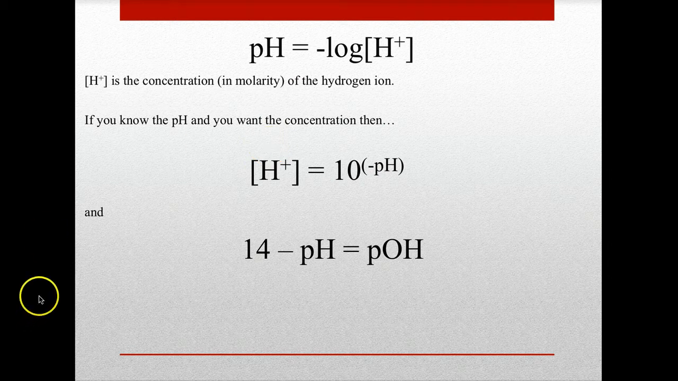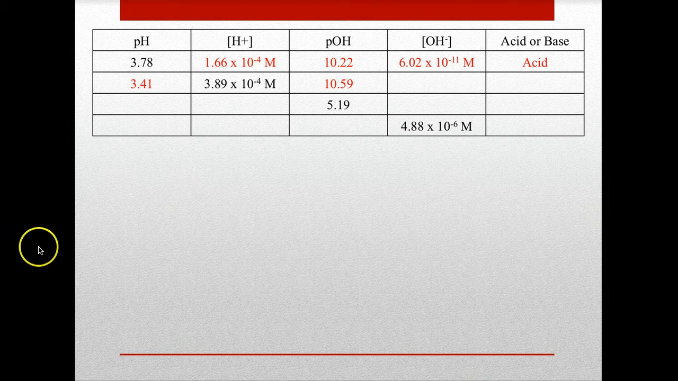Okay, and 14 minus the pH is equal to pOH. So pOH plus the pH, we're going to see this in just a minute, they all equal 14. So you have a homework chart that starts out, it looks like this. There's a lot of empty squares, but some of the squares are filled in. And then you have to use formulas to calculate everything.